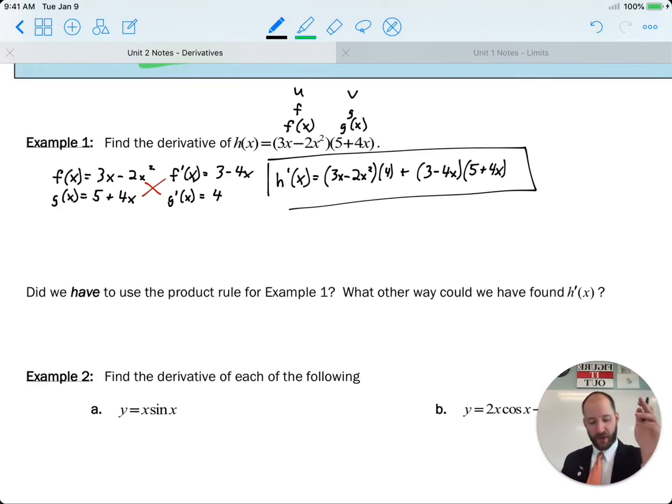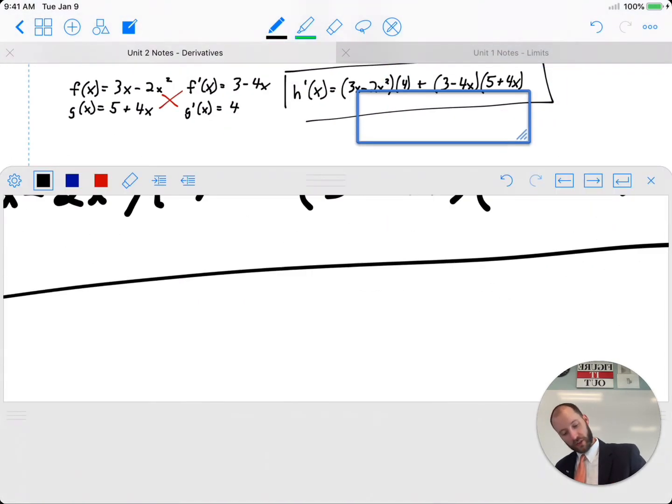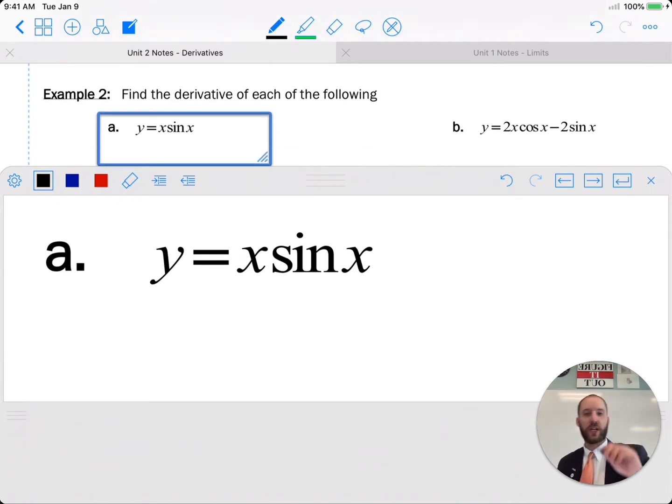Now, did we have to use the product rule for that problem? If you look at it, you think immediately FOIL, distribute, expand, combine like terms, then take the derivative using the sum and difference and power rules. Go ahead. For this problem, there are multiple ways to solve it, okay? Sometimes there aren't multiple ways. You just gotta go with what you're given.